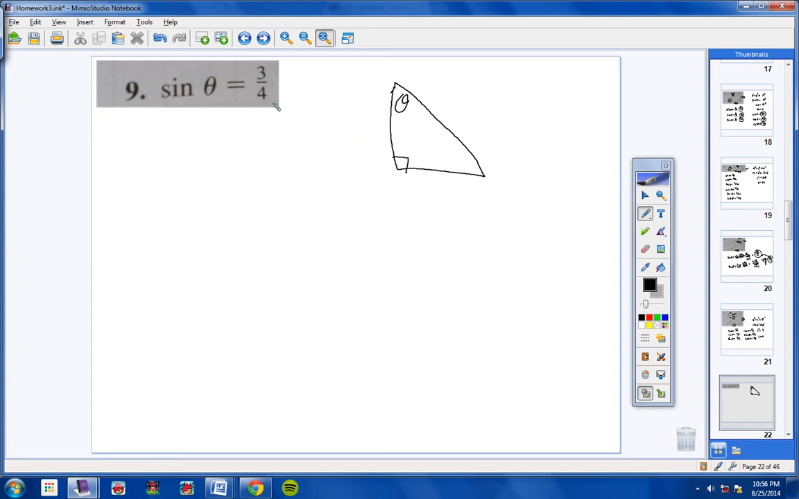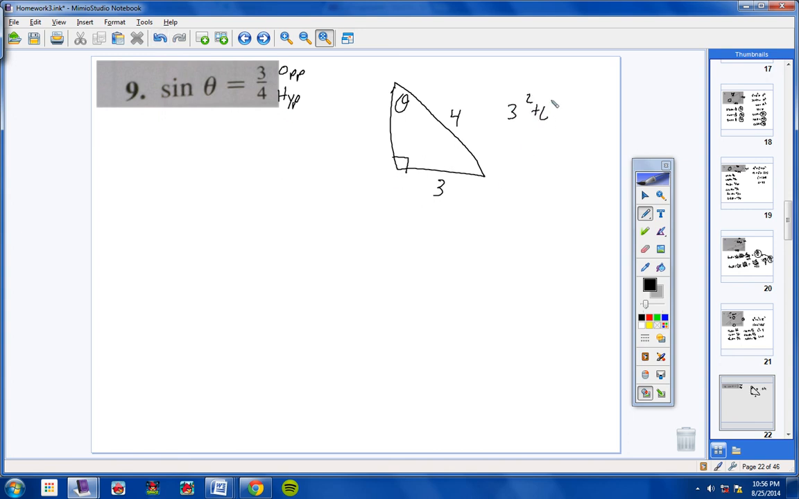I know that the sine of theta is 3/4, and the formula for sine is opposite over hypotenuse. So I know the opposite side of theta is 3 and the hypotenuse is 4. Okay? So with that in mind, I can very quickly find this side over here using Pythagorean's theorem. So here we go very quickly.